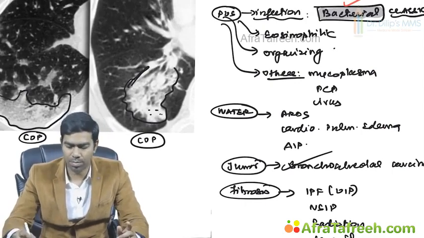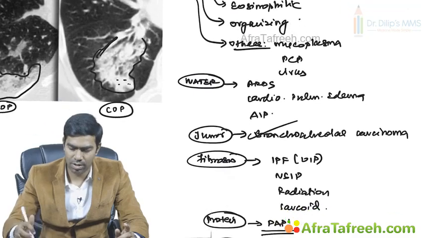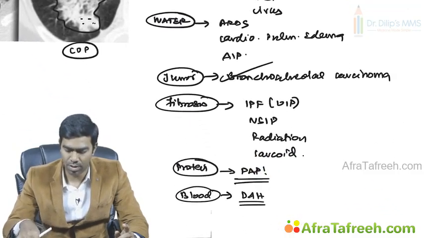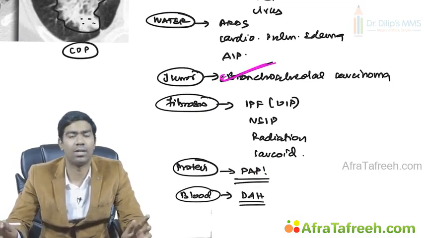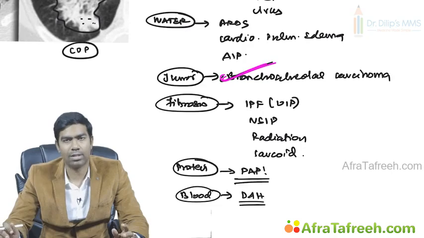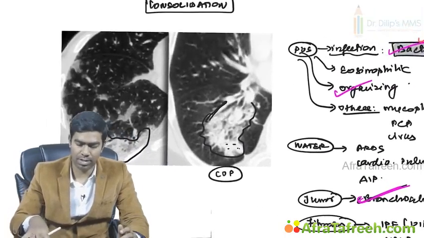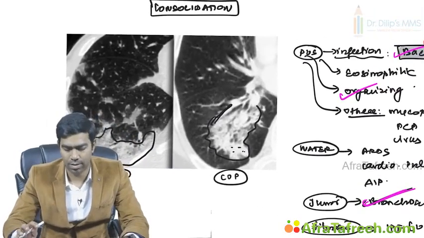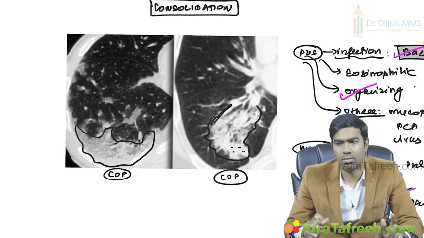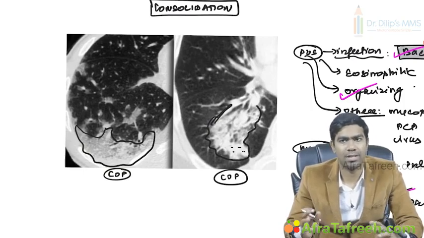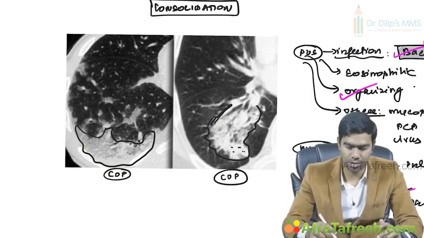But I believe the most important for the exam will be bacterial, of course, then cryptogenic organizing pneumonia, of course, and the third most important will be bronchoalveolar carcinoma, which has a lot of clinical relevance. These three things, do not forget. So we have discussed enough on consolidation. Now, what are the other patterns that are important as well, like ground glassing, cystic, and all these things we're going to see after this.